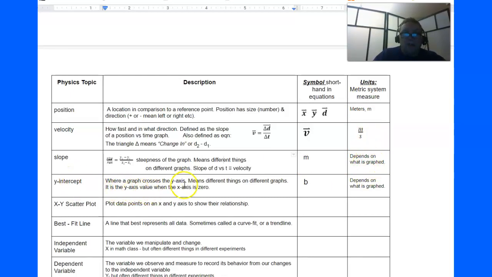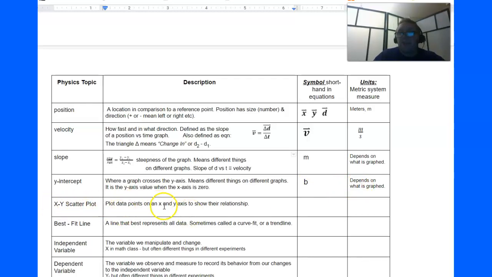The y-intercept, that's the spot where the graph crosses the y-axis, and again, that means different things on different graphs. We'll talk about it specifically relating to our ping pong ball cannon in a second. Generally, we use the lowercase letter b to represent the y-intercept. And just like the slope has a real life meaning for something that we can observe, the y-intercept also can have a real life meaning. What it means depends on what we're graphing.